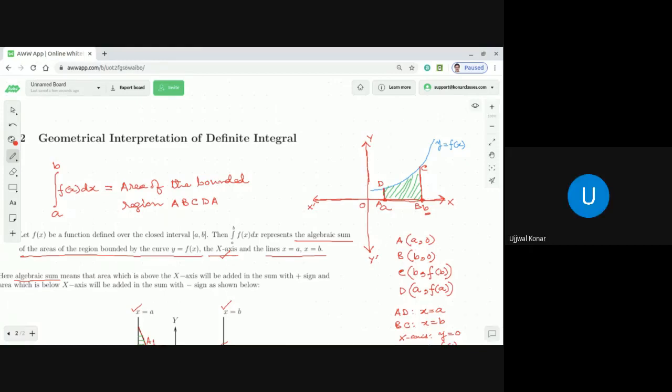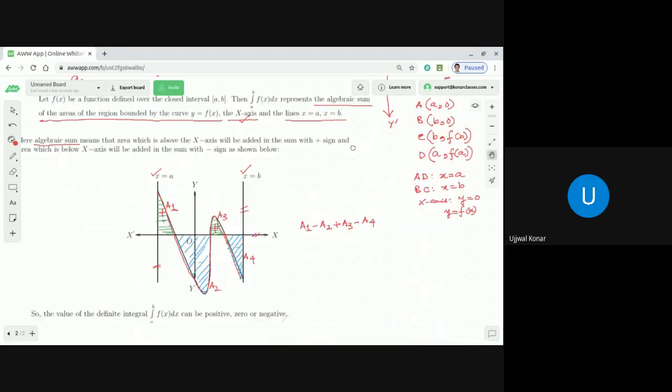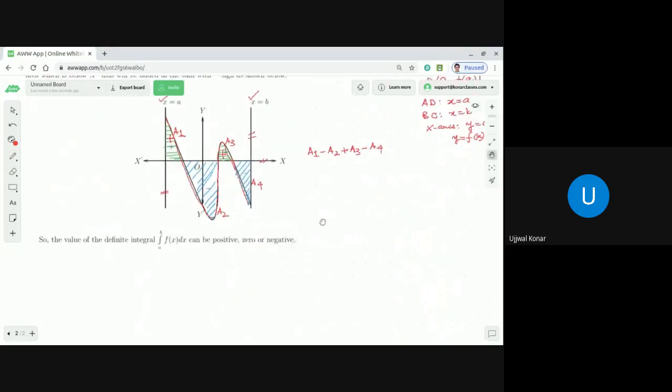It is possible that B is less than A. That is also possible. We can do this. We'll get a negative value. That's it. Nothing else. But we get a specific value. So that is why, in some contexts, the value of that definite integration can be negative also. Correct or not? Clear or not clear? Yes. Okay.